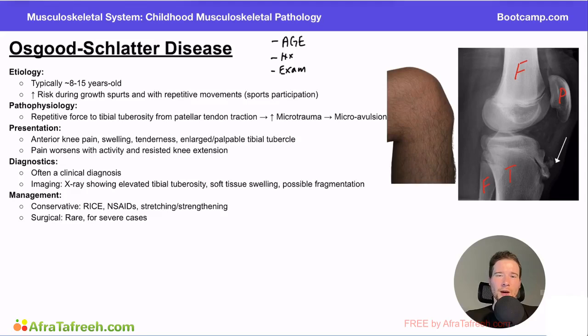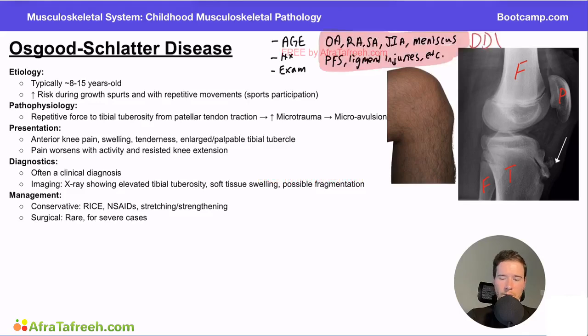These are the things we need to think about when we consider our differential diagnosis, because we could be dealing with so many different conditions, including osteoarthritis, rheumatoid arthritis, septic arthritis, juvenile idiopathic arthritis, meniscus tears, patellofemoral syndrome, ligament injuries, etc. And because the differential diagnosis for this condition is so vast, we have to know one or two key things to really differentiate one condition versus the other.